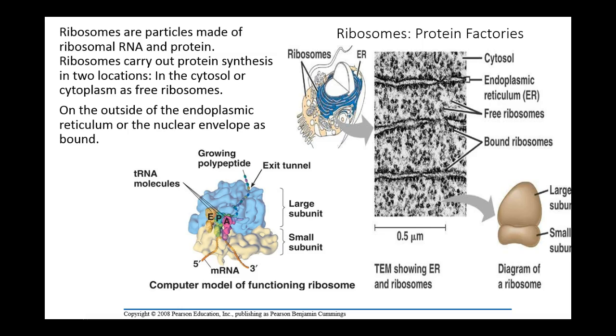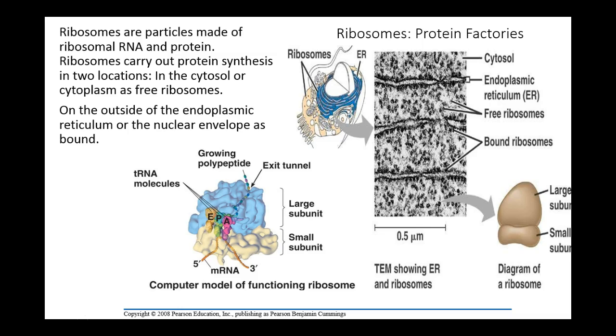So they tend to have two units, a large unit and a small unit. We call it a large subunit and a small subunit. You have a computer model on the left, which is kind of trying to show you how a ribosome works. Ribosomes are the site of protein synthesis.